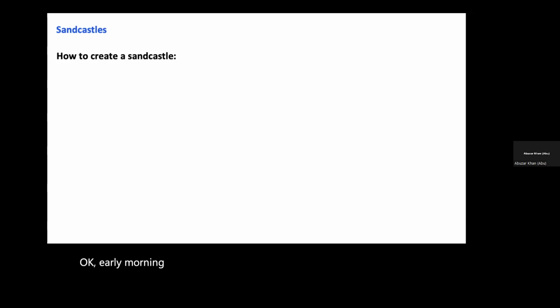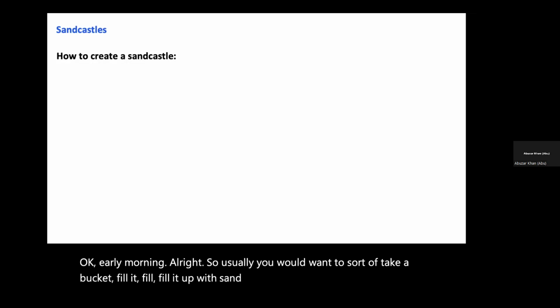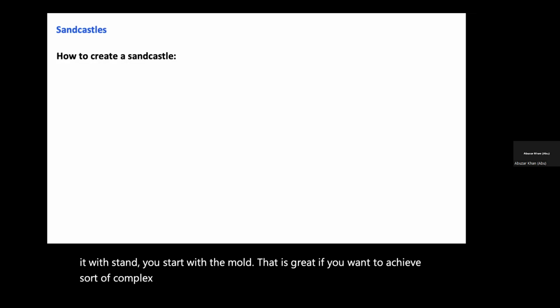So usually you would want to take a bucket and fill it up with sand. Yep, you use a bucket, you fill it with sand. You start with a mold. That is great if you want to achieve complex structures. But I would give you an alternative.